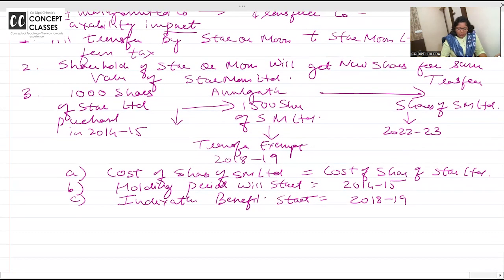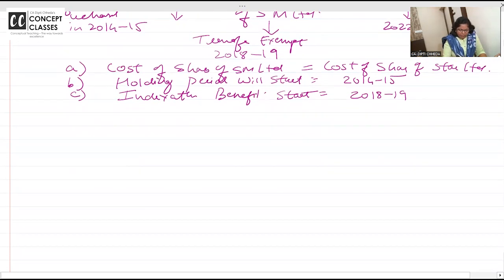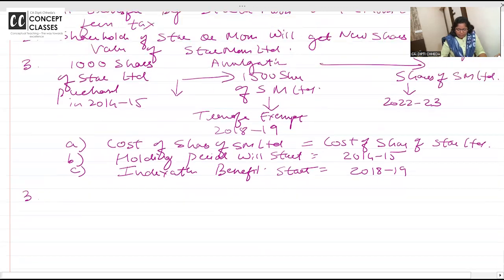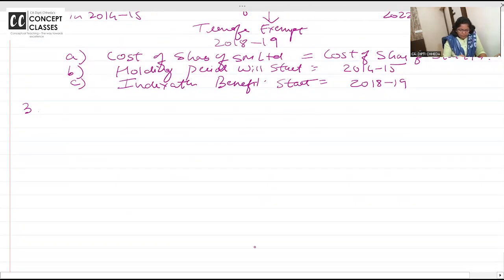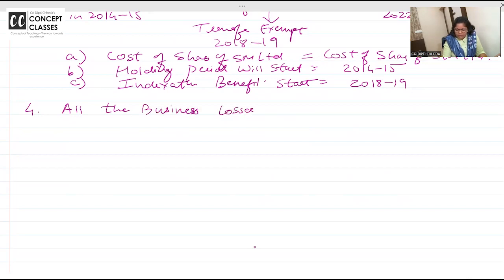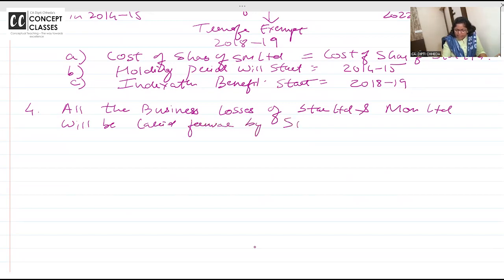Okay. Now, one thing I should have written as second point, but now see, write the fourth point here. All the business losses of Star Limited and Moon Limited will be carried forward by SM Limited, Star Moon Limited, for fresh 8 years.